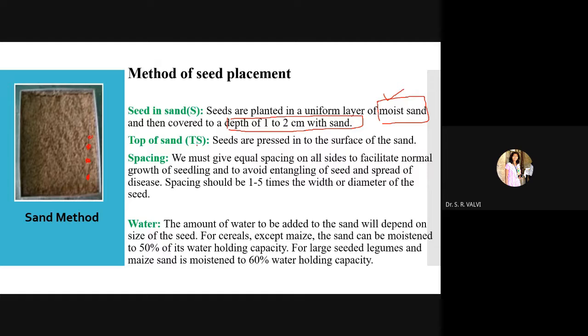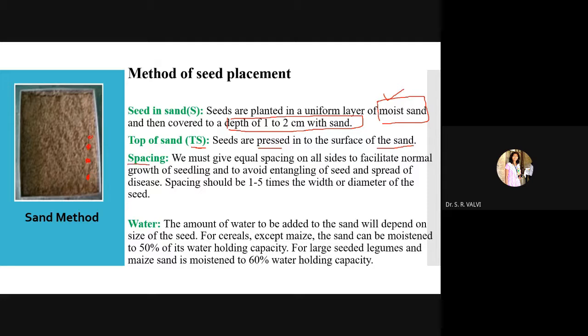Then top of the sand, its short form is TS. Okay, top of the sand, right? So seeds are pressed into the surface of the sand. As I explained, you have to press the seed so that it will be covered with sand.